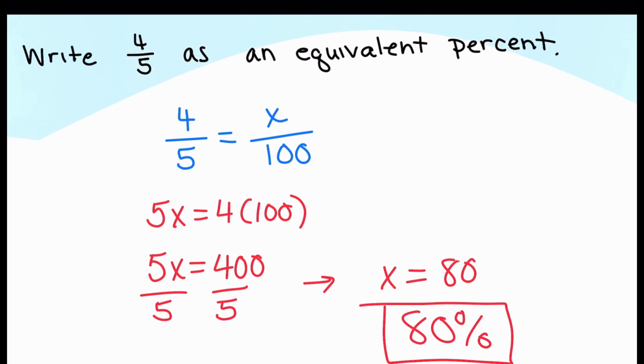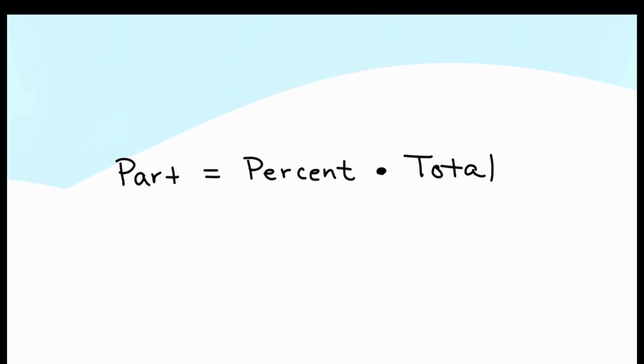Now, we're going to run through two different methods that we can use to solve percent problems. The first method we're going to talk about is using equations. And on the screen, I have our basic percent equation. It says that if you want to find a percentage of a total, you take the percent times the total. So part equals percent times total.